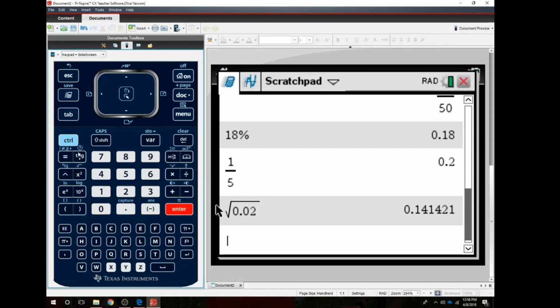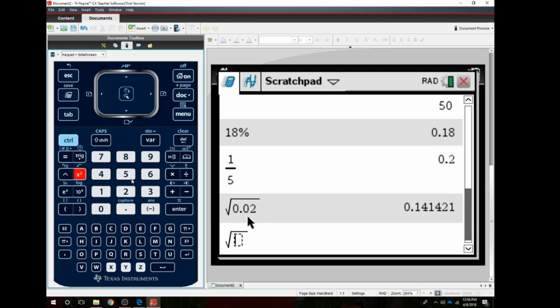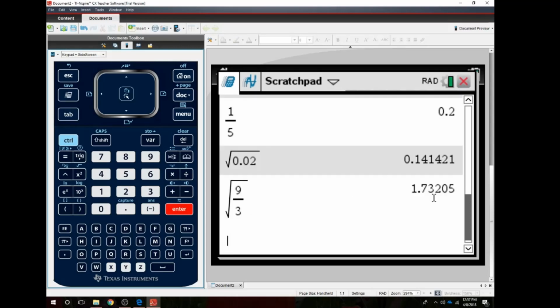To get the square root button, just like last time, I press Control and then x squared. So I put 9. I see a lot of mistakes in my class, a lot of you just go 9 divided by 3. And if you notice, the square root sign is going over both the 9 and the 3. So when I enter it, I get 1.73. Look how both the 9 and the 3 are under the square root sign.